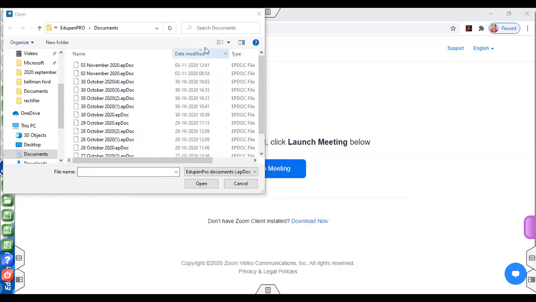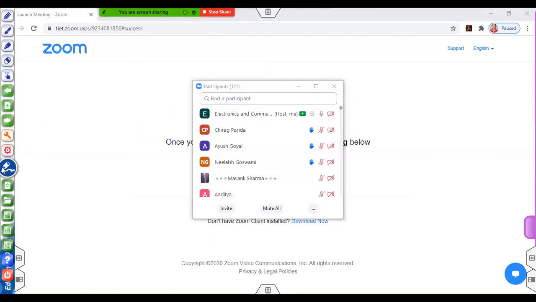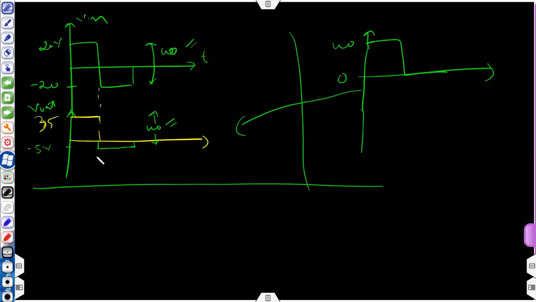Yes, Chirag. Sir, I just have one doubt for this diode portion. This clamping diode is used to increase the voltage, like for certain sections. No, the diode is used to charge the capacitor. That's it. Sir, can you go to the previous slide?